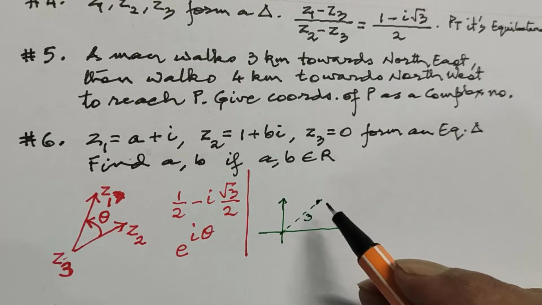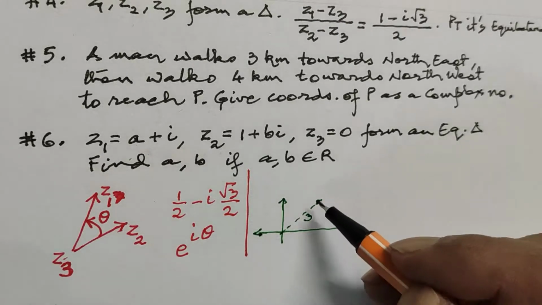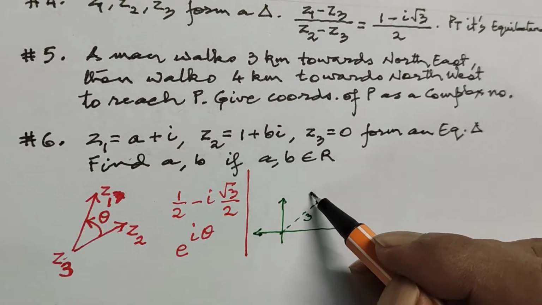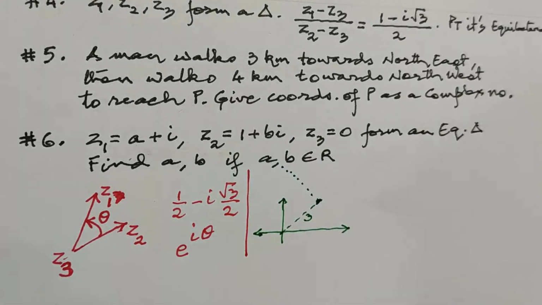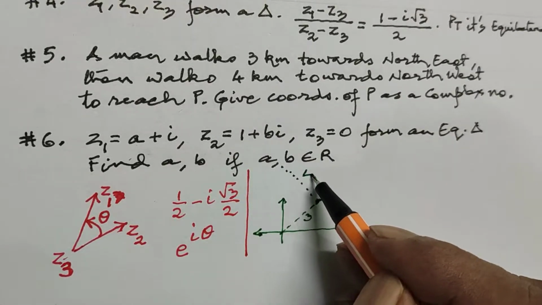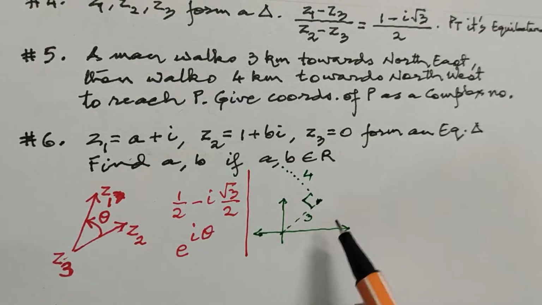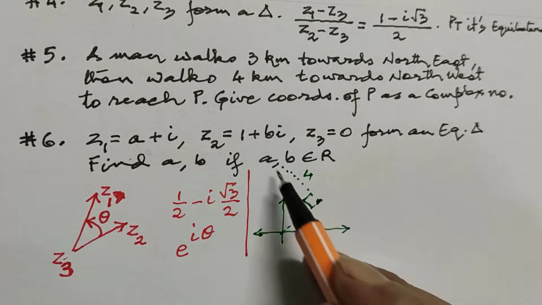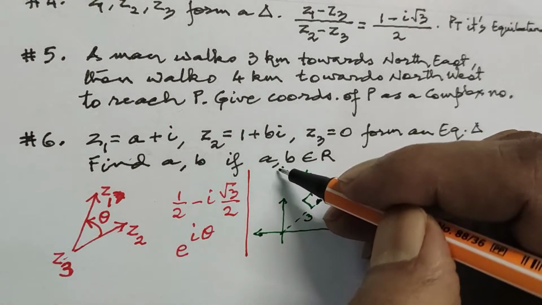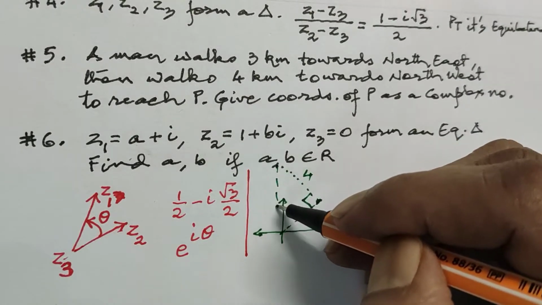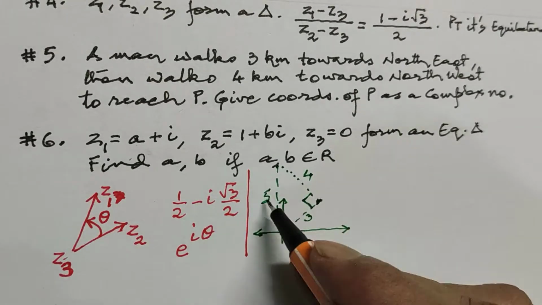Then from here, what is northwest? Northwest is this direction because this is west. So from here he walks northwest for 4 kilometers. This obviously is 90 degree because as you can see this is 45 and then he walks at 45 again to the x-axis. So this is 90. And finally we join these 2 points and this distance is obviously 5 because 3, 4, 5.